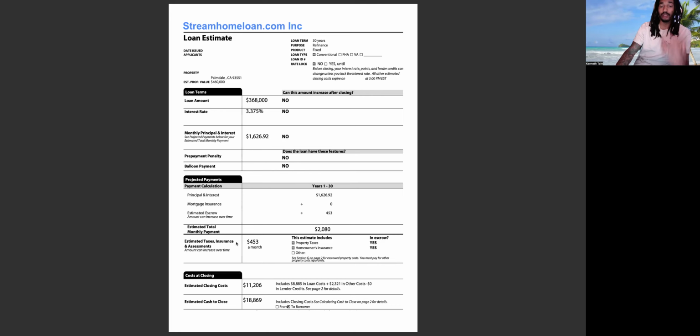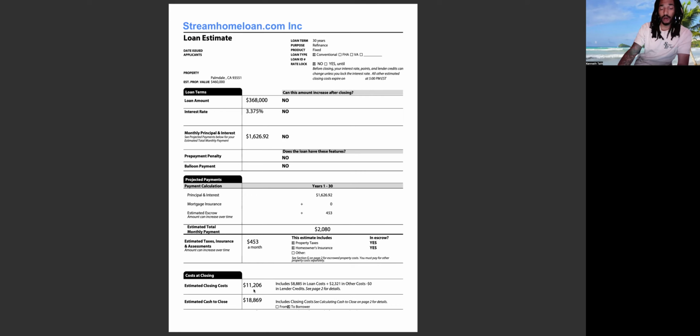The next section breaks down what's included in that escrow payment of $453. Here it shows that it's property taxes and homeowner's insurance. It asks the question again, in escrow? Yes, right? Because in a scenario where they are not including your property taxes and insurance, you're still going to see it here because your taxes and insurance are broken down as a monthly payment for qualifying purposes. So it's still going to be disclosed here with the monthly payment. But here it would say no if it wasn't included in the monthly payment, even though it shows in the breakdown. But in this situation, it is included in the monthly payment.